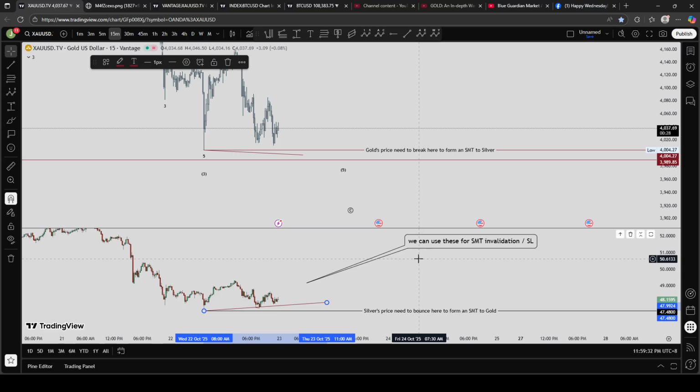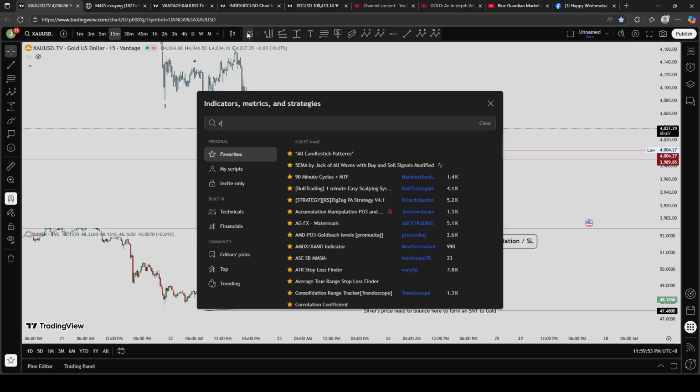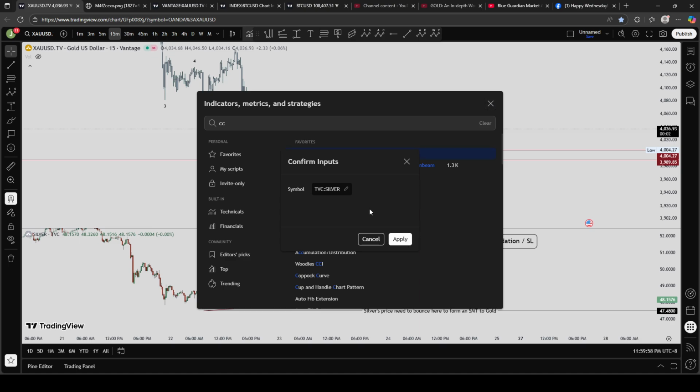Now, why did I call it a statistical SMT? Since I've mentioned that gold and silver are positively correlated to each other, there are statistical tools that we can use to check the strength of that correlation, and that would be the correlation coefficient. So all you have to do is add the correlation coefficient.